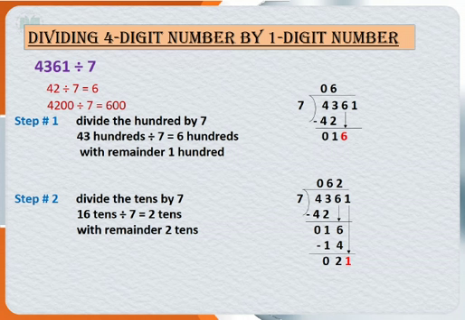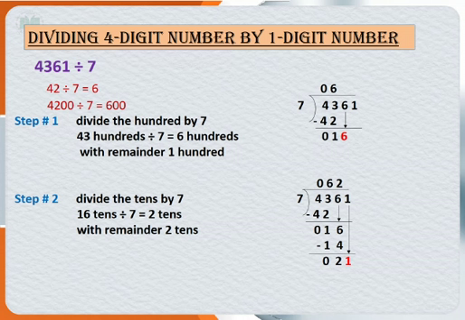Next topic is dividing 4-digit number by a one-digit number. Example is 4361 divided by 7. 4361 is a 4-digit number and 7 is a one-digit number. In this sum, we read 7 times table. We know 7 6s are 42.